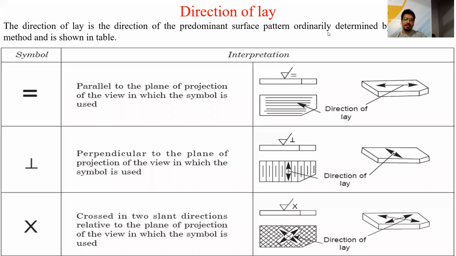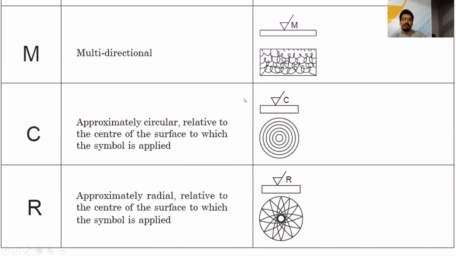The next type of lay is multi-directional lay. Multi-directional lay means you cannot tell in which direction machining takes place. For example, grinding, because there are a number of minute particles present on the grinding wheel, and you cannot tell in which direction the grinding wheel is cutting the material. So it is the example of multi-directional lay, and this is the symbol of multi-directional lay.